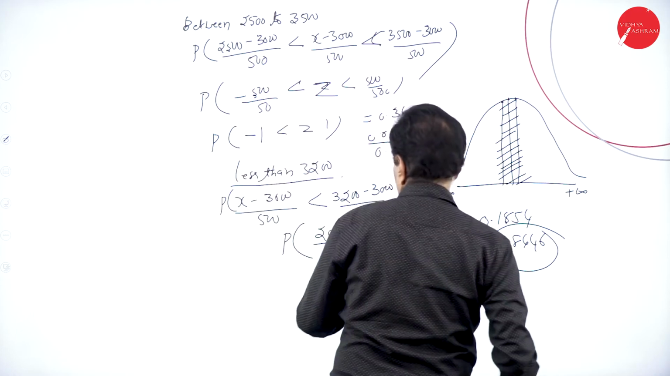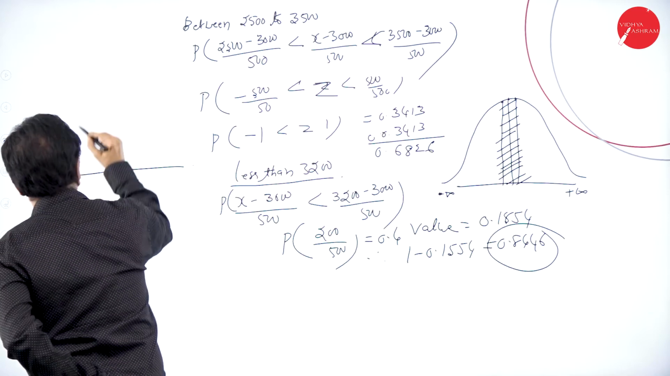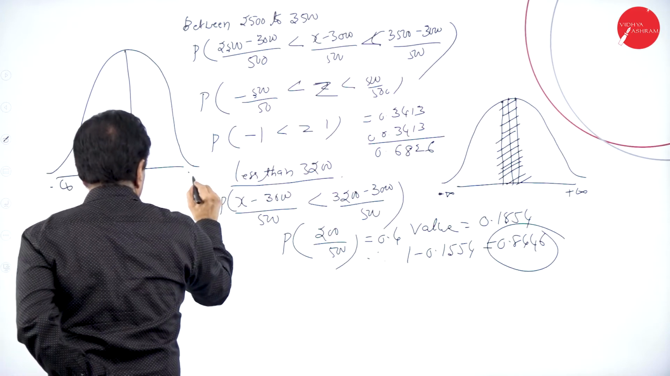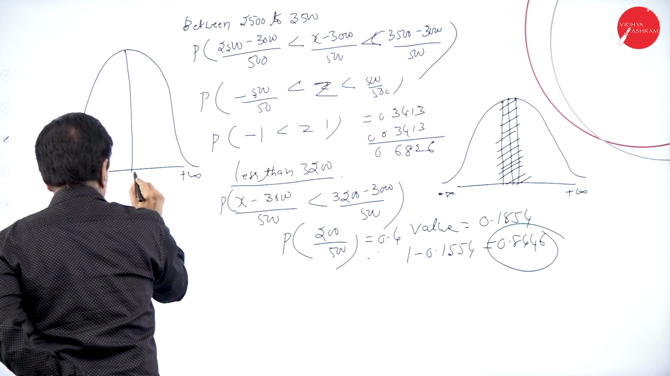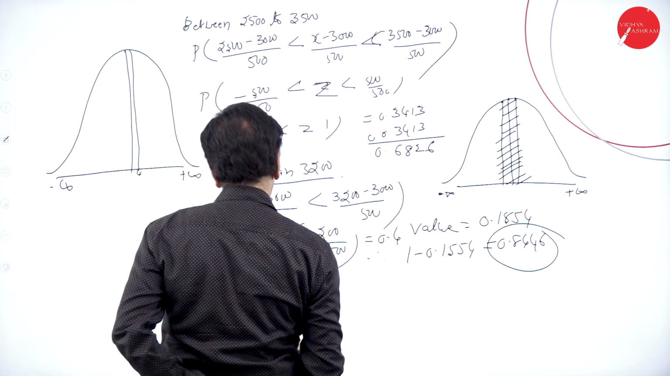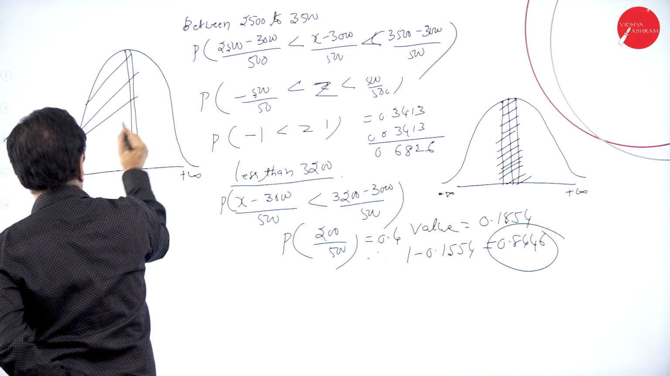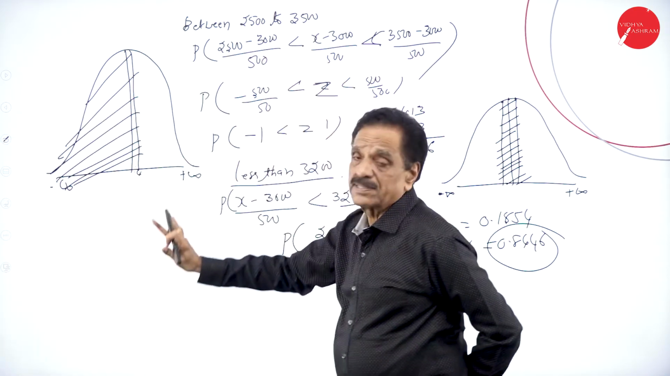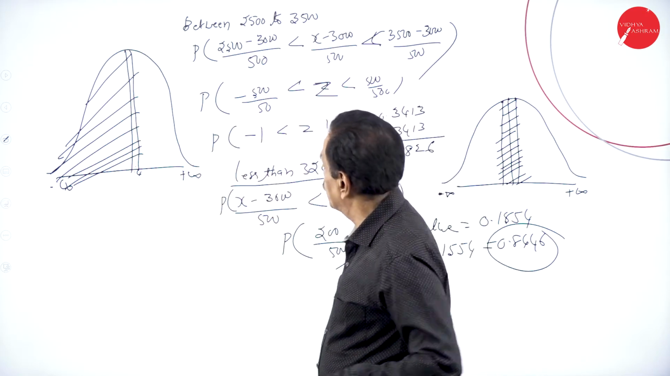Put the value in a graph. Here is the value. What's the value? 0.4. This is minus infinity, positive infinity. What's the value? 0.4. It is less than 3,200. Less than. This is the way: more than on that side, less than on this side. This is negative infinity, the positive infinity.